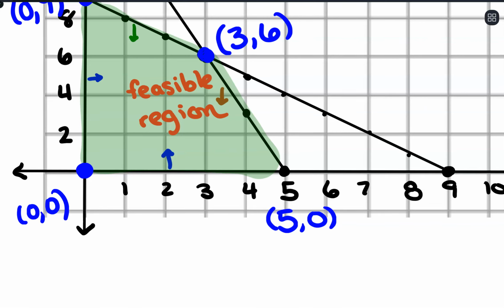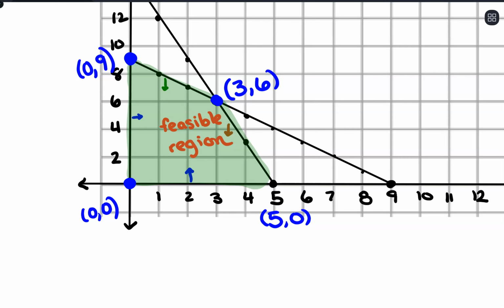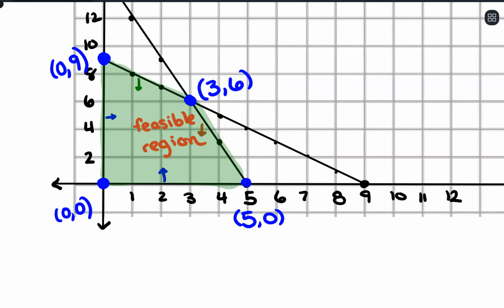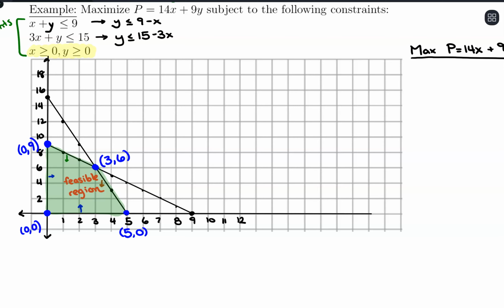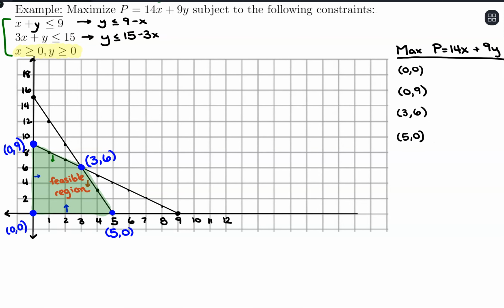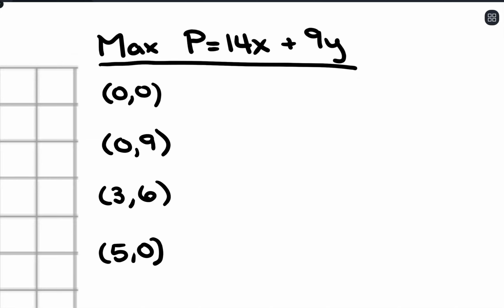So we want to evaluate those vertices that are these corners of our feasible region. So what I'm going to do is grab those coordinates and list them off to the side here. So we have 0, 0, 0, 9, 3, 6, 5, 0. And what we want to do is take each of those points and plug them into our objective function, that p equals 14x plus 9y. I'm going to evaluate each of these.